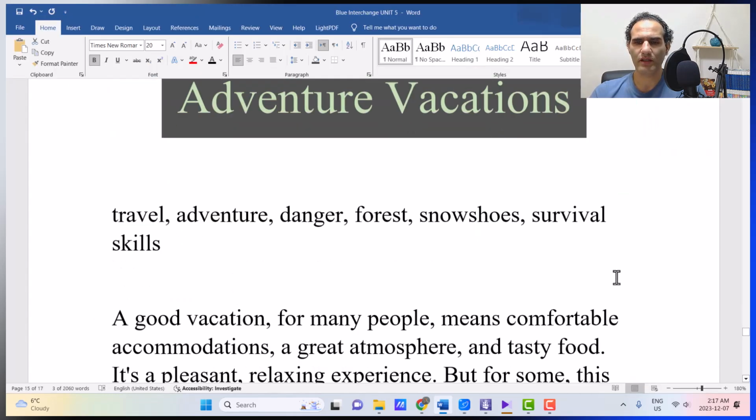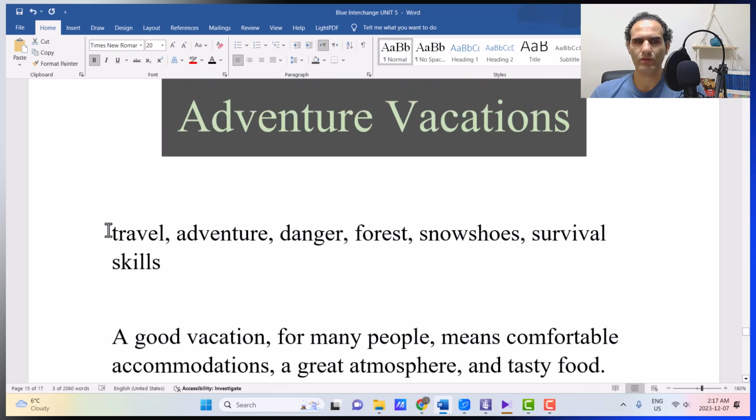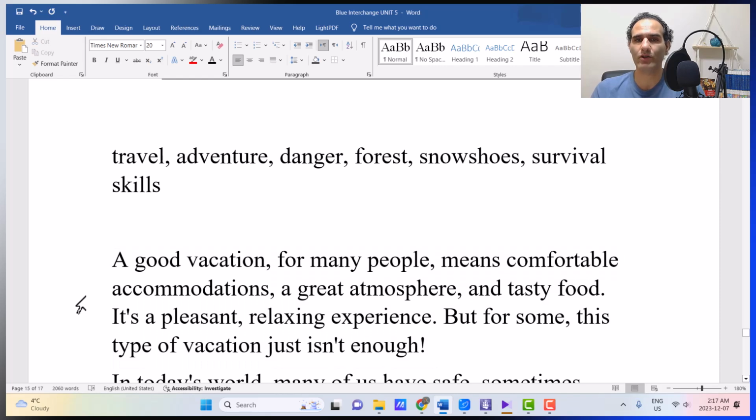Adventure vacations. And the words related to adventure could be travel, adventure, danger, forest, snowshoes, survival skills. So when you put the words in categories in your vocabulary notebook, there is a higher chance that you remember them at the time of speaking or writing, at the time of language production. So I am reading the reading for you.